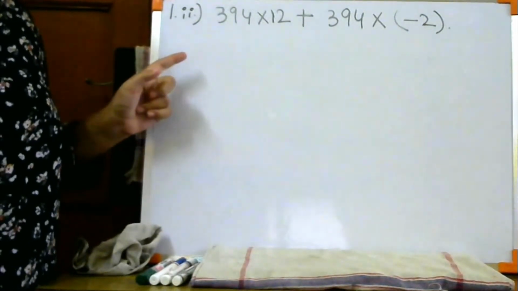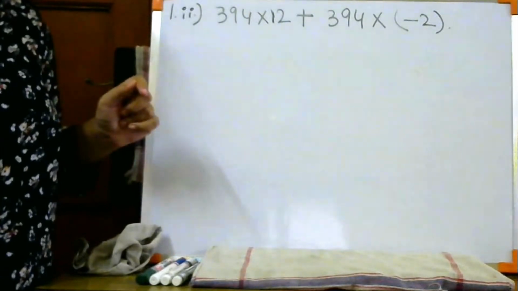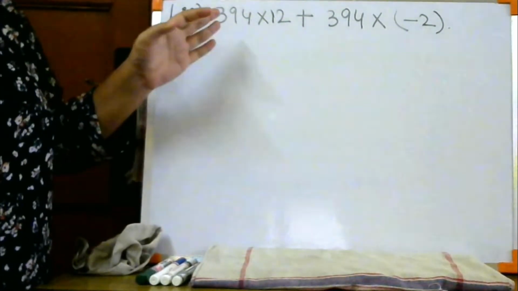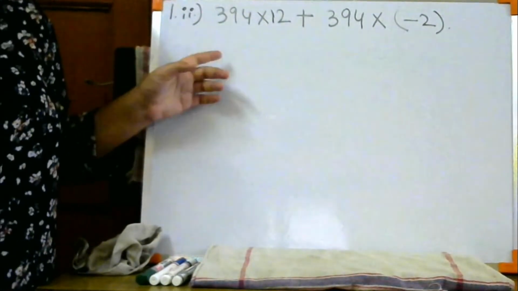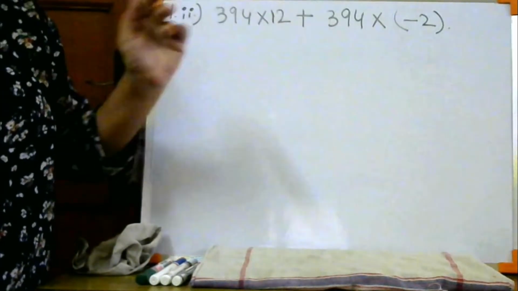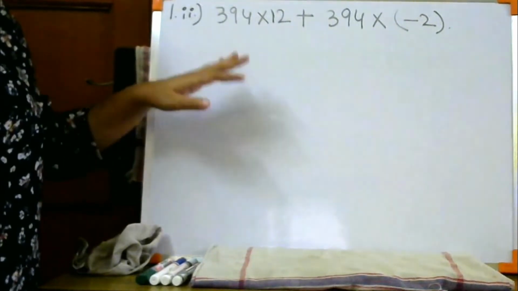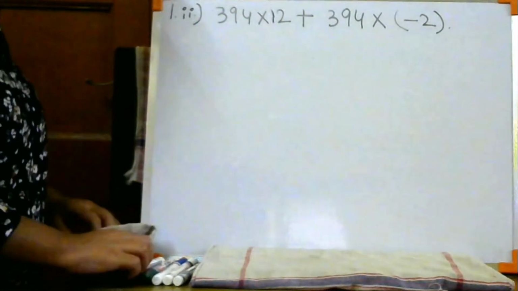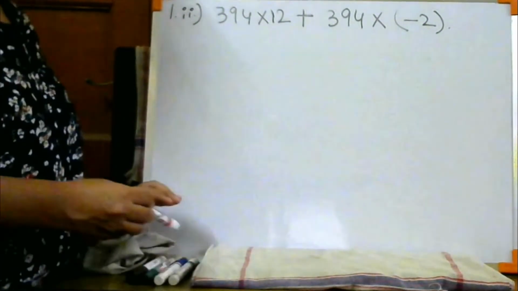Evaluate means you have to find the value of these respective expressions. Now, what is the question? Just match it from your book. 394 into 12 plus 394 into minus 2. This is the sum. Clear? Let us solve it. How are we going to solve it? Now you know BODMAS, bracket comes first, isn't it?